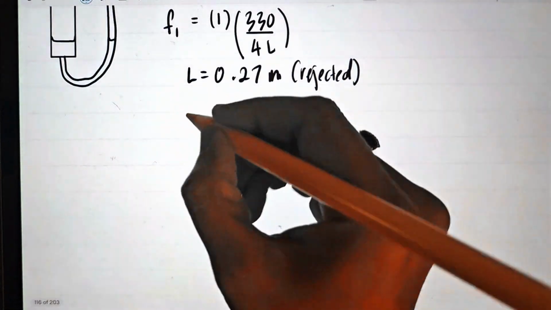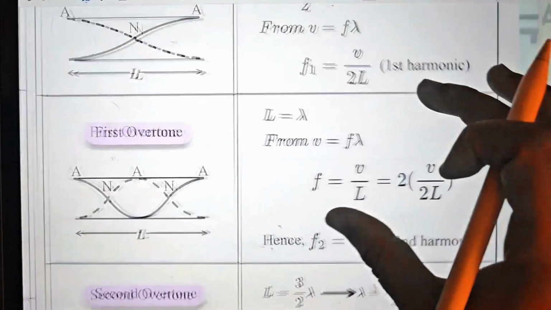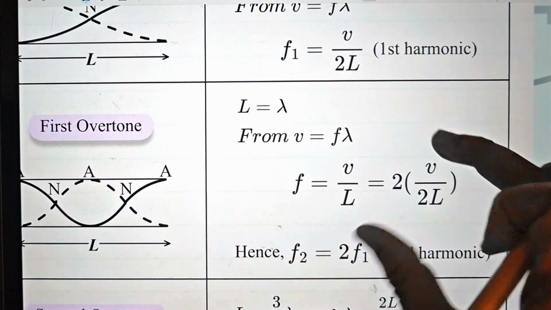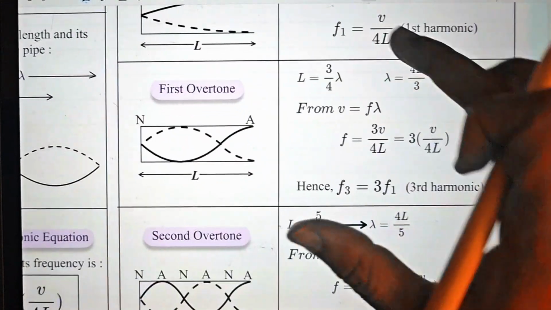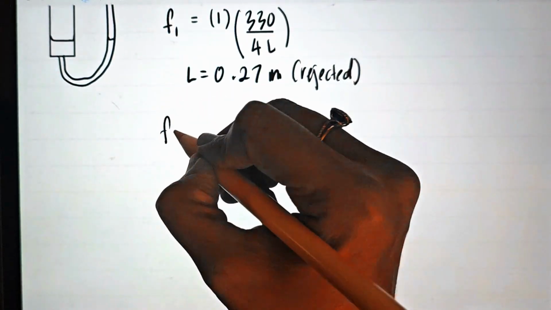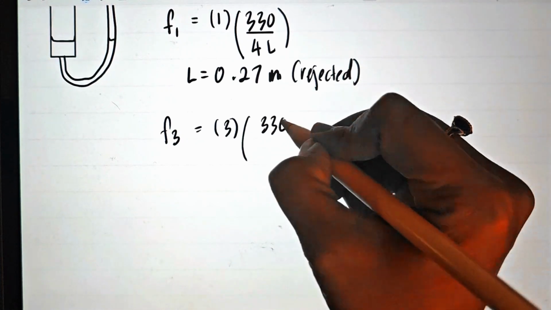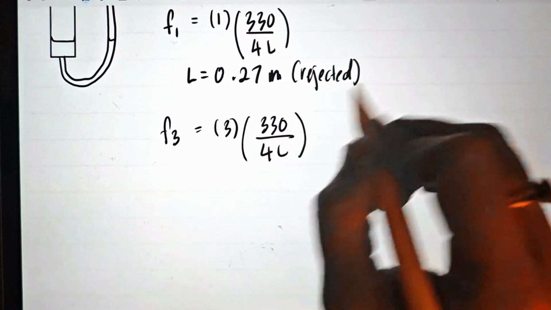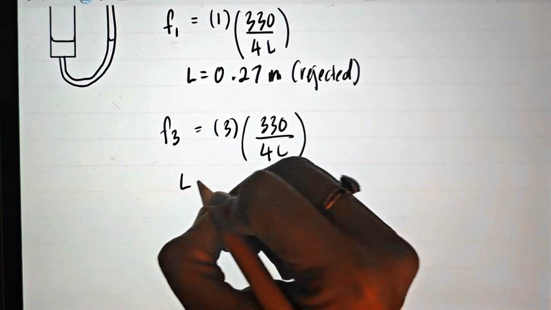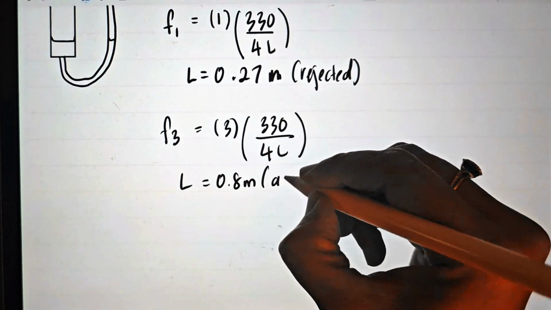Now let's try the second, but it doesn't have a second harmonic; it jumps straight to the third harmonic. So we're going to try the third harmonic instead. So this is 330 over 4L. Let's calculate, and you should get L equals 0.8 meters. So this one is accepted.